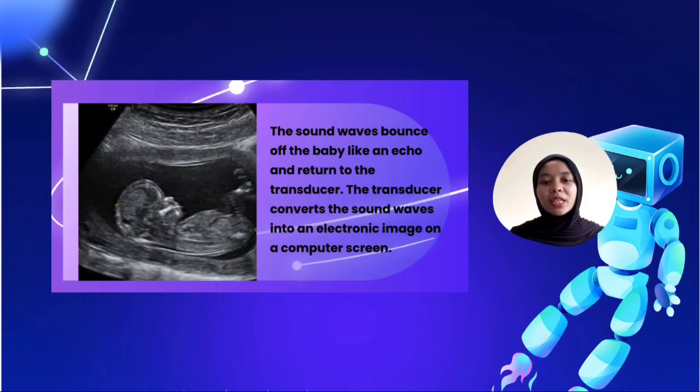So the first one is baby ultrasound. So how does this work? The sound wave will bounce off the baby like an echo and will return back to the transducer. So the transducer will convert the sound wave into an electric image on a computer screen.